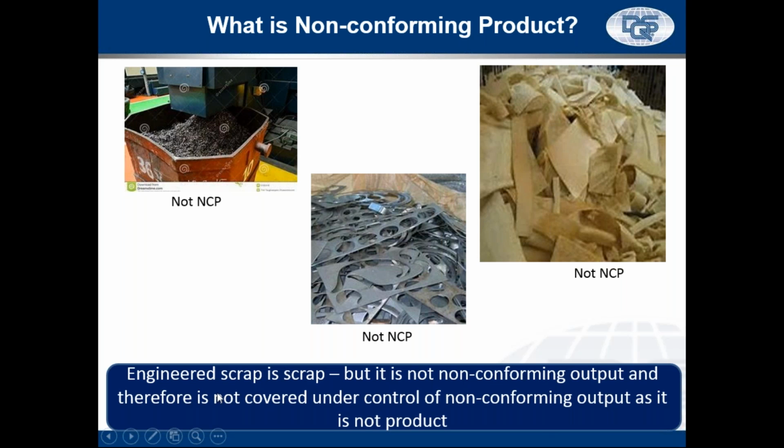This is not product. This is engineering scrap. It's a byproduct of the process. So it doesn't have to be tagged, and it doesn't have to be identified, and it doesn't have to be controlled. Oftentimes you'll find it segregated, and you'll find some control of it, but usually it's for recycling purposes. So there's no chance that this is going to be shipped to the customer or processed further. So when we think about non-conforming product, scrap is part of it, but not this kind of scrap, engineered scrap.